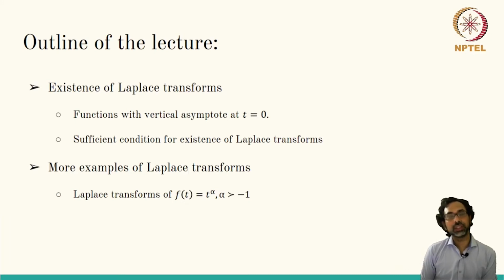For these functions, the existence of the Laplace transform is given, and using this theorem we can then compute the Laplace transforms of the functions t to the power alpha for alpha greater than -1, where alpha is any real number greater than -1. We have already computed it for any positive integer t to the power n, but this computation gives you the Laplace transform of t to the power alpha for any real number alpha greater than -1. So today we will look at these things.